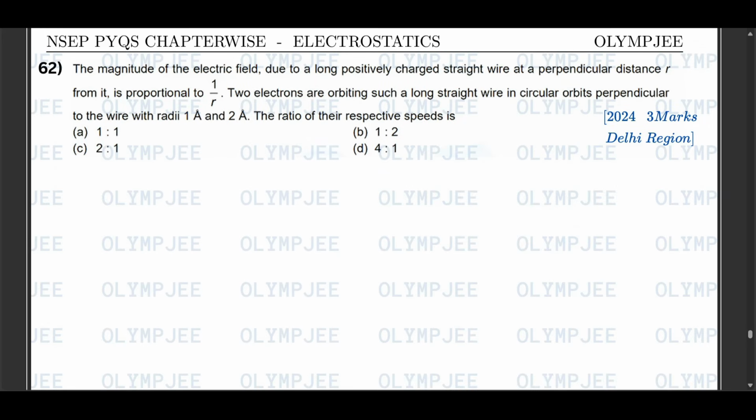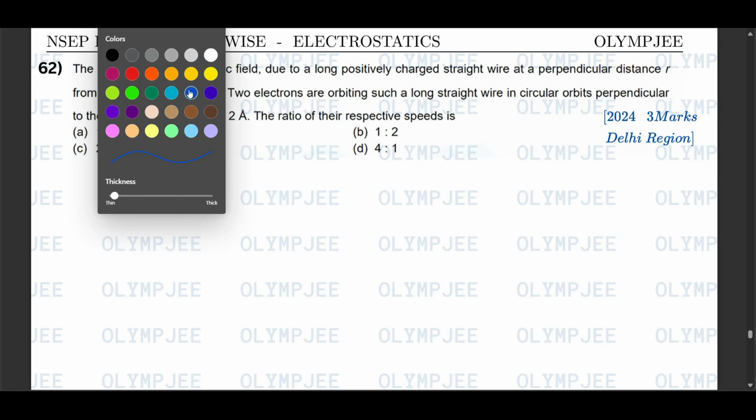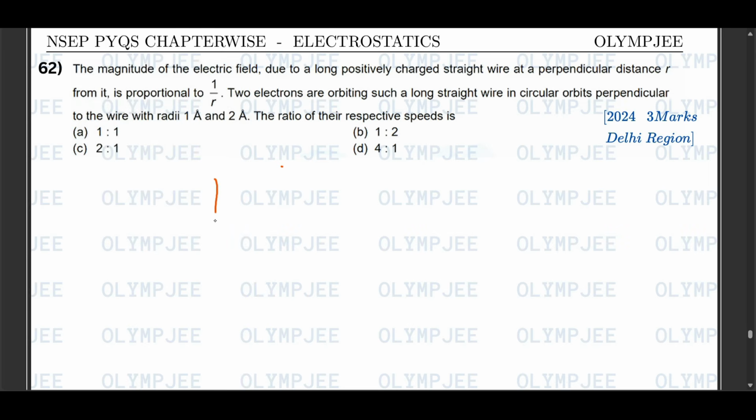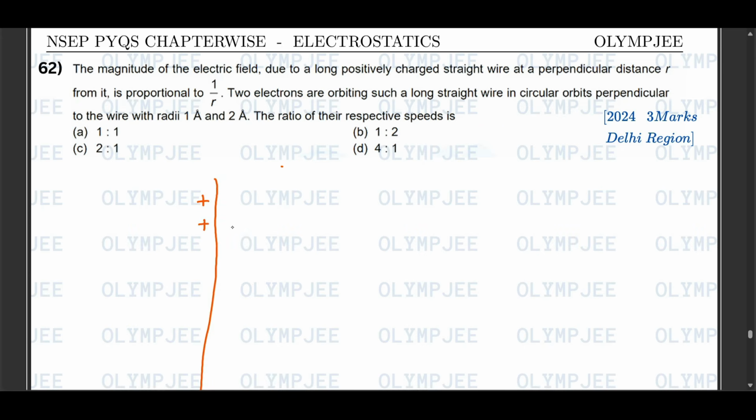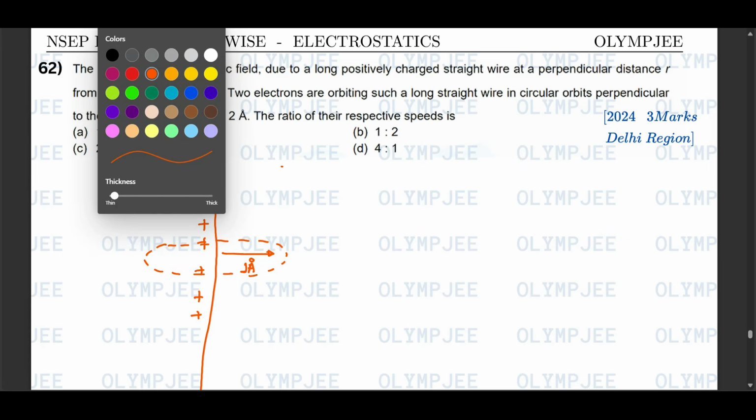62 says the magnitude of electric field due to a long positively charged straight wire at a perpendicular distance x from it is proportional to 1 by r, and the two electrons are orbiting such a long straight wire in circular orbits perpendicular to the wire with radius 1 Angstrom and 2 Angstrom. So the ratio of their speeds is asked. So let me draw. Assume that this is the positively charged long wire, and one radius is like this of 1 Angstrom and the other is like this.